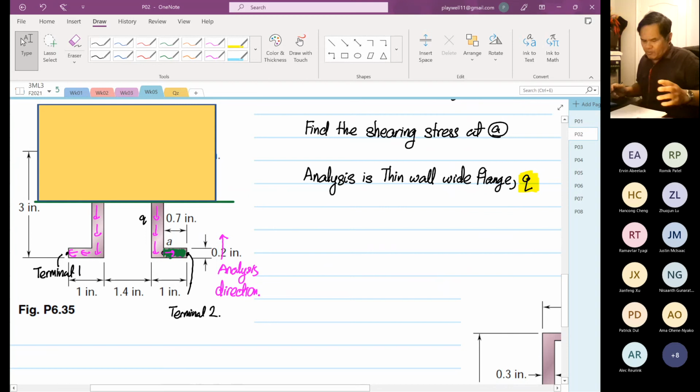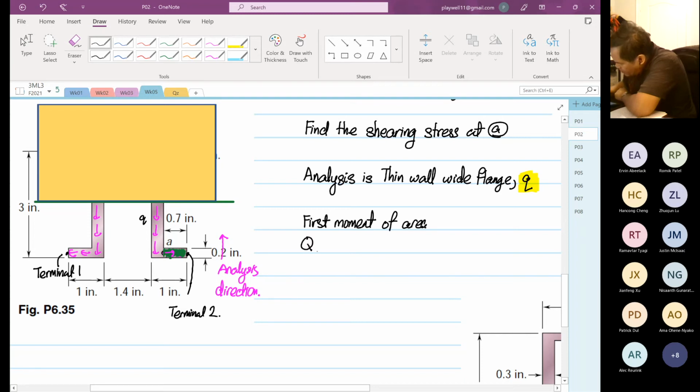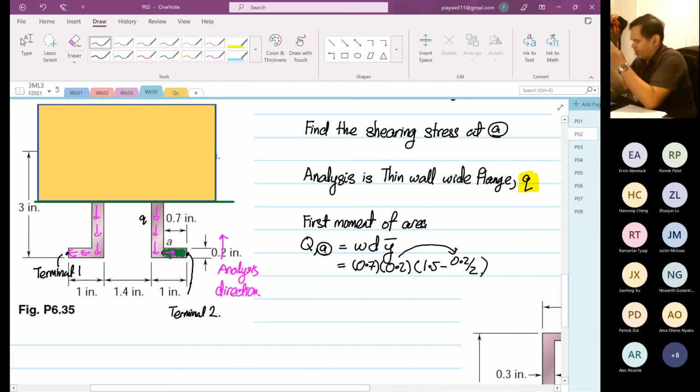Okay. So when you got this, then you need to find first moment of area again. So Q at point A is equal to width, depth, y bar. So the width is 0.7. I like to do width then depth. Then when I go into y bar, I can just do 1.5 minus 0.2 divided by 2, and I just need to carry out 0.2 divided by 2 over here. So that's why I fix it at that pattern.